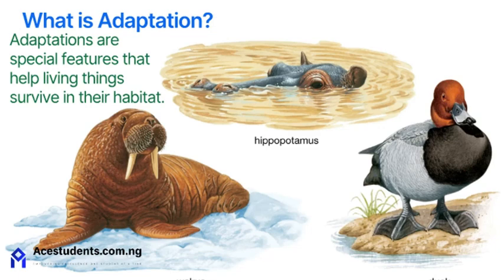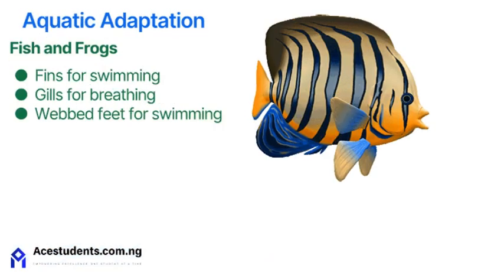Let's look at some aquatic animals and their adaptive features. In aquatic habitats, fish have fins. Fins help them to swim efficiently in water. Fish also have gills. Gills help them to breathe by taking in oxygen dissolved in water.